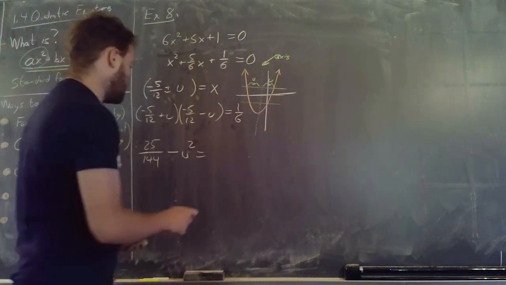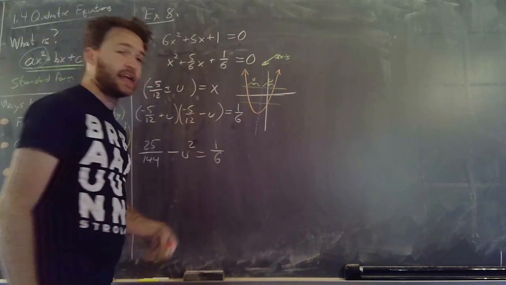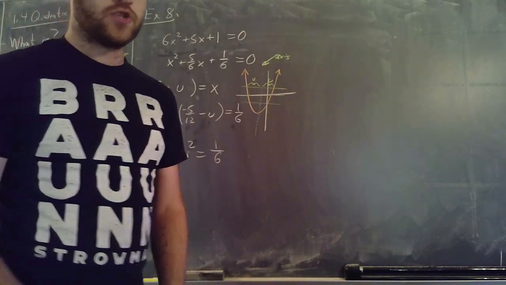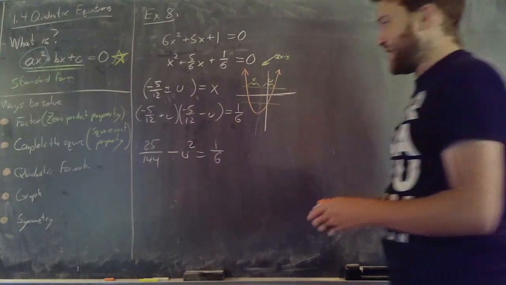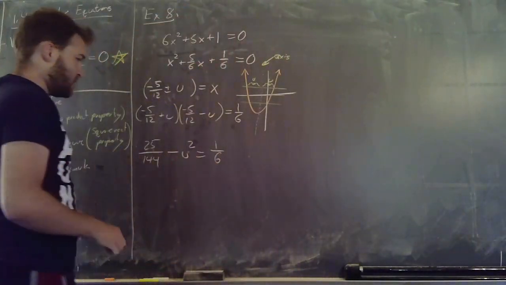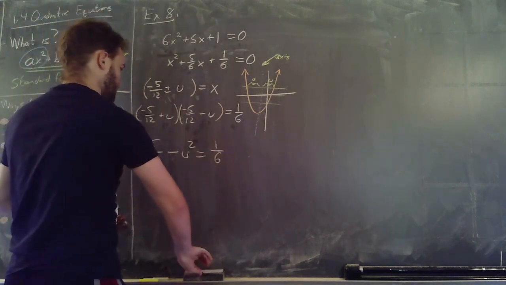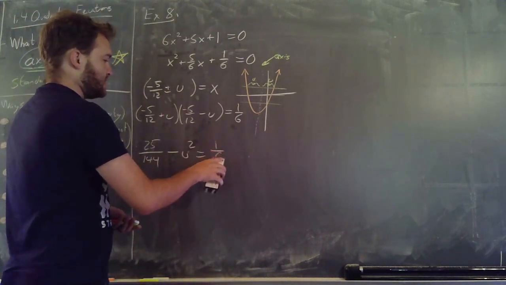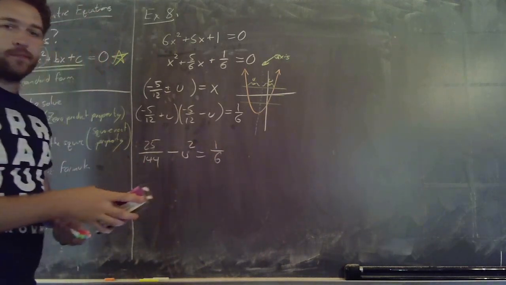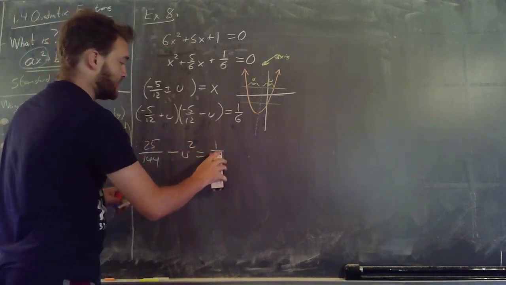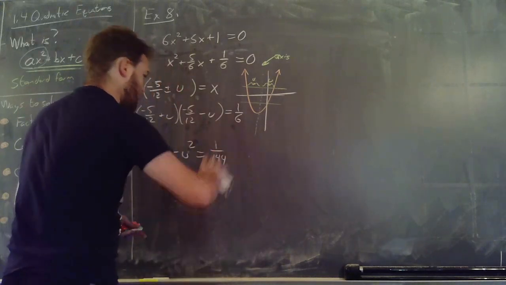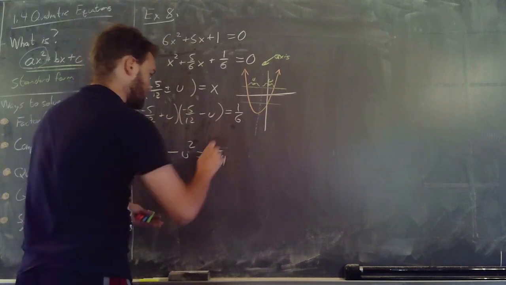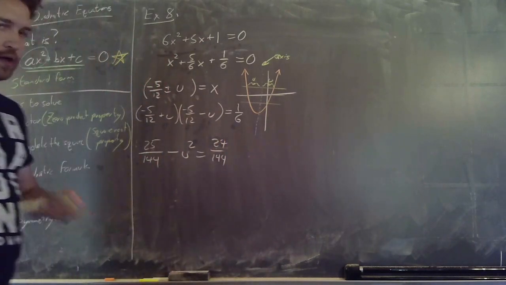Now I need to take 1/6 and I need to make it into 144. Okay, so I need to take 1/6, make it into 144. And the way that we can do this is multiplying the top and bottom times 24, because 24 times 6 is 144. And then in order to keep the fractions equivalent, I have to multiply the top by that number as well.